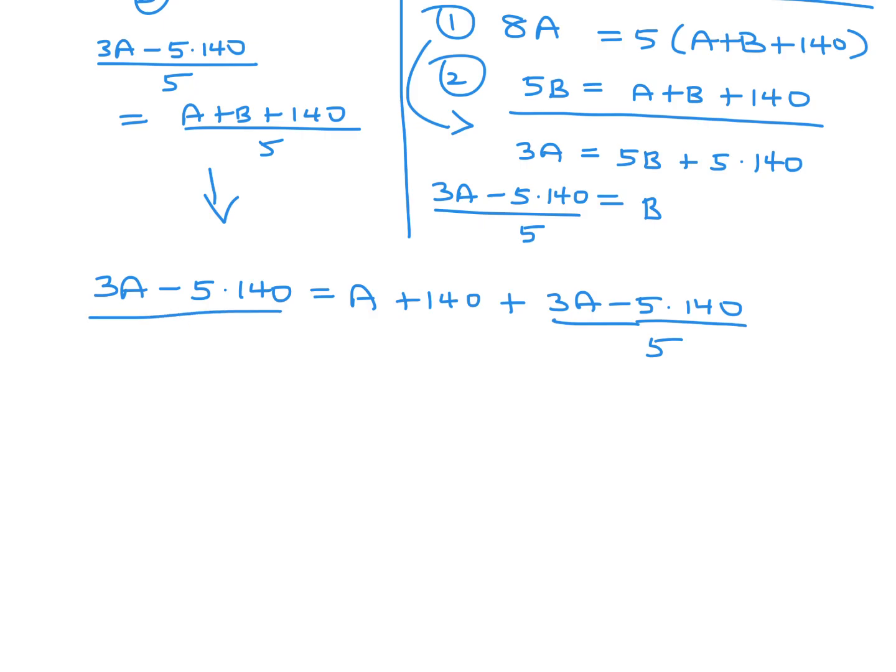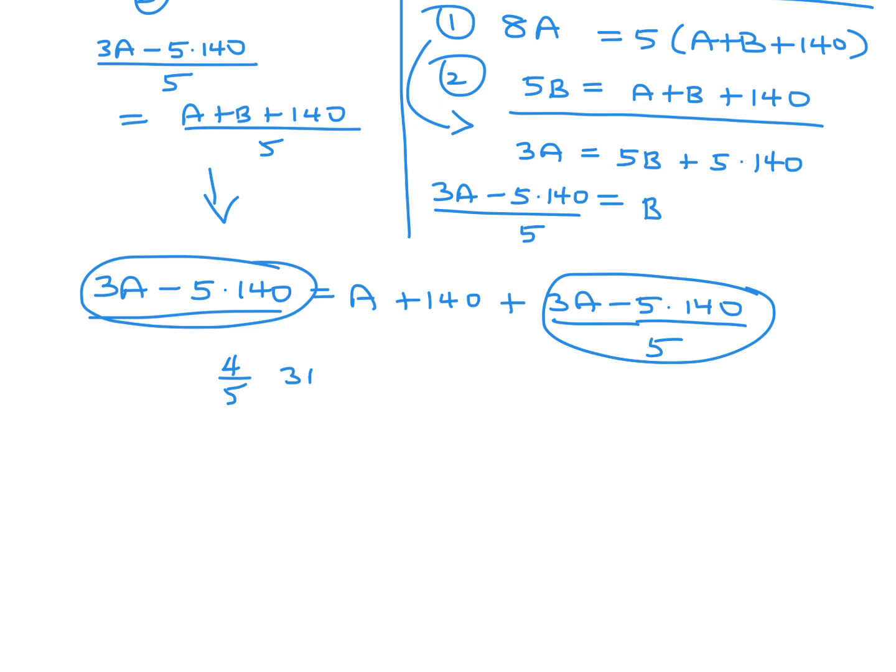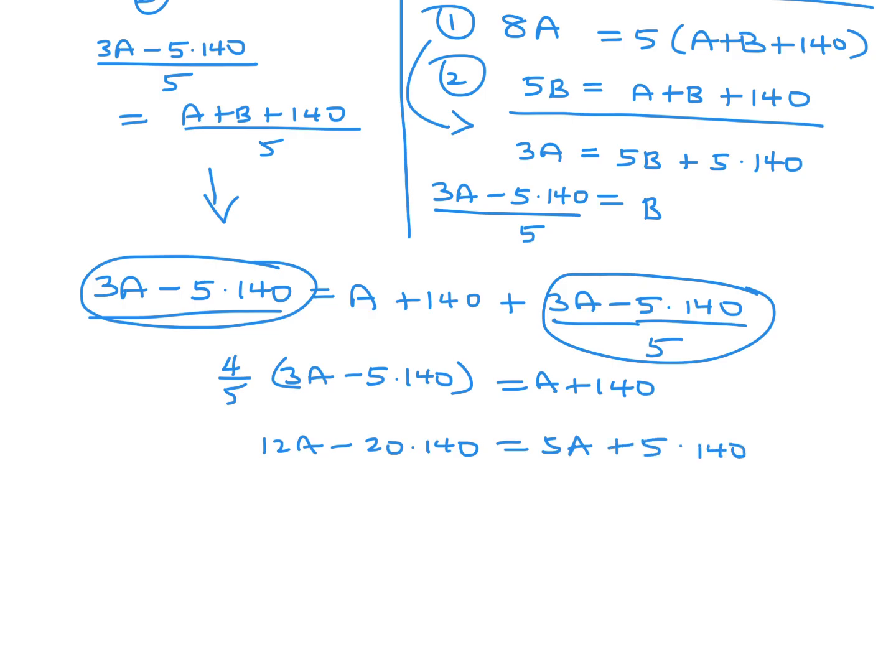This and this are very similar. This and this guy and this guy. So if I put everything on one side, it would actually be 4 over 5, 3a minus 5 times 140. And then this is just the a plus 140. Okay, moving right along. Multiply through here, and this will be 12a minus 20 times 140, and then multiply that by 5, that side, plus 5 times 140, like this.